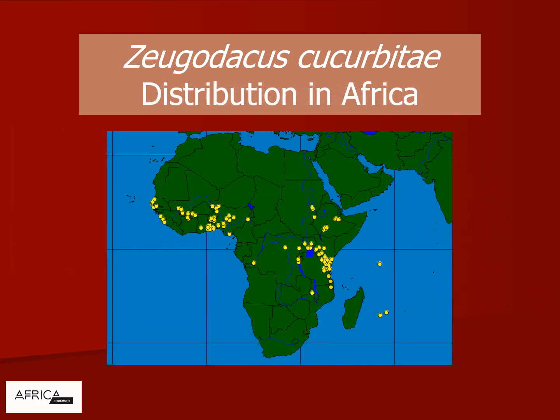Zeugodacus cucurbitae was reported from the African mainland in the first half of the 20th century from Kenya and Tanzania, and for a long time the only known records were restricted to this part of the continent. Over the last 20 years, however, the species has been reported from a much larger geographical range, both in Western and Eastern Africa. It is also known from a number of the islands in the Western Indian Ocean.